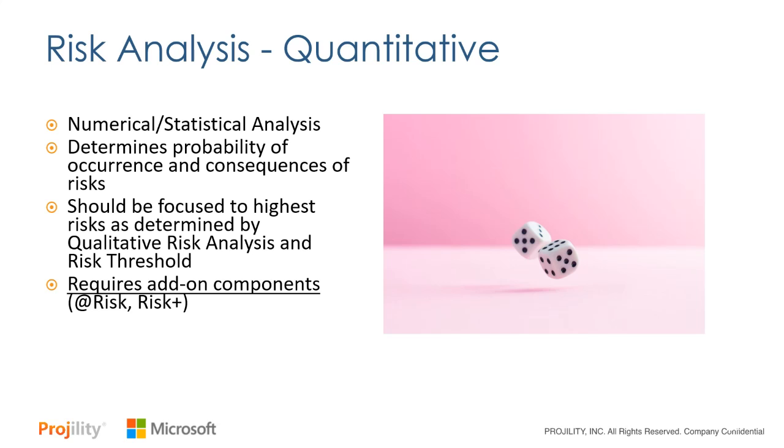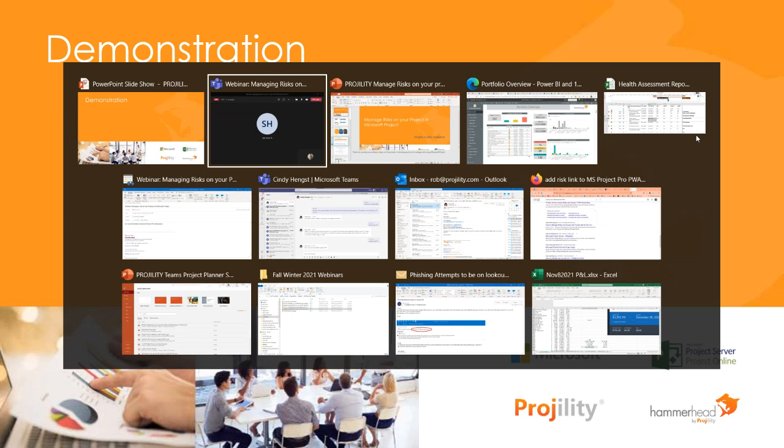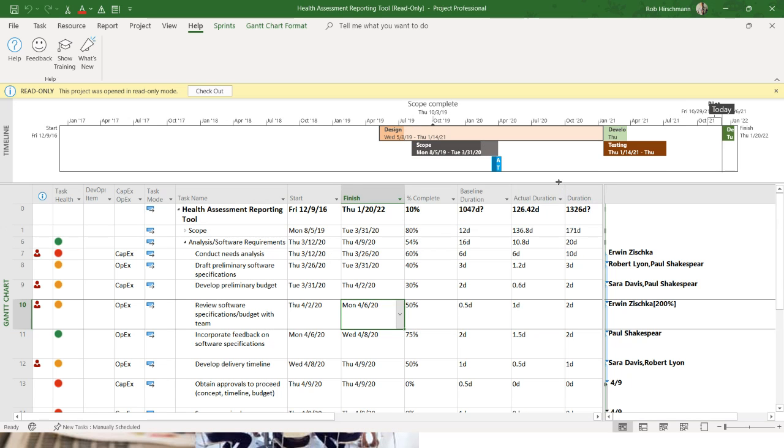So this is not really what we're focused on today. We're more on the qualitative, but keep in mind there's a secondary kind of risk analysis that's a little more advanced. So let's get into our demonstration. What I'm going to do is I'm going to go into Microsoft Project, and you'll see I've got a project schedule here we're managing.